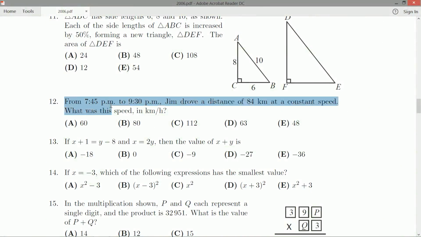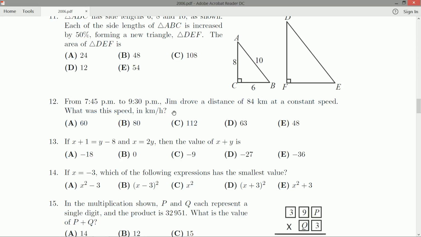Alright, from 7:45 p.m. to 9:30 p.m., Jim drove a distance of 84 kilometers at a constant speed. What was this speed in kilometers per hour?